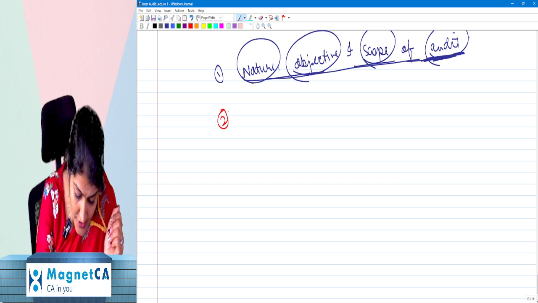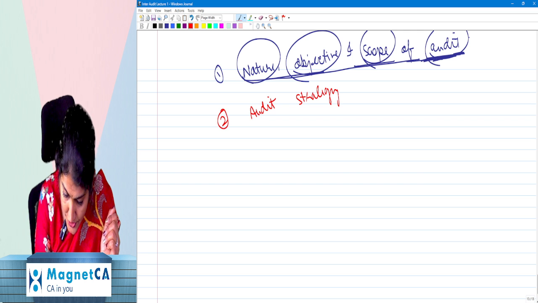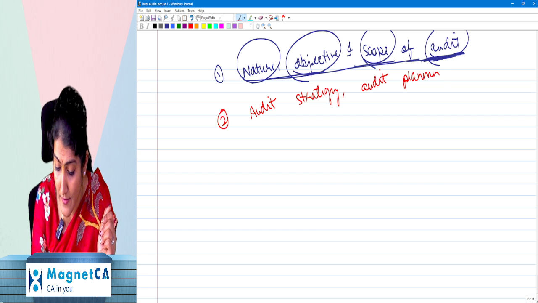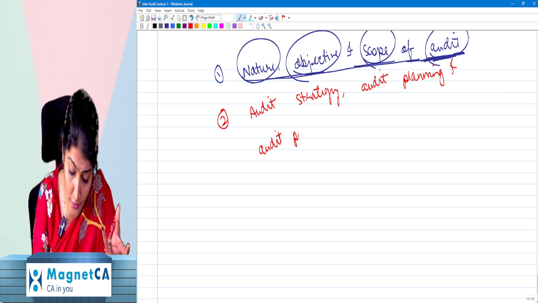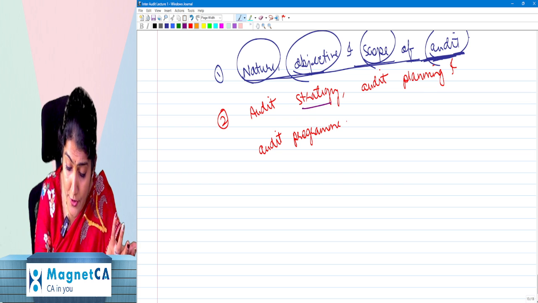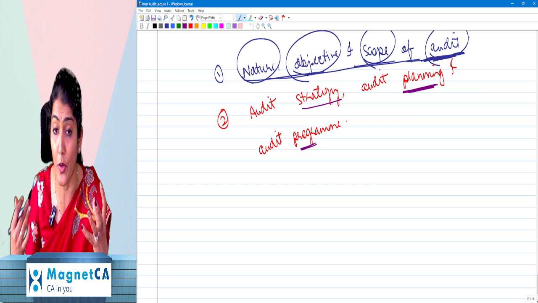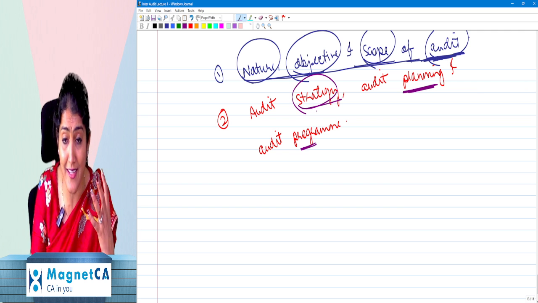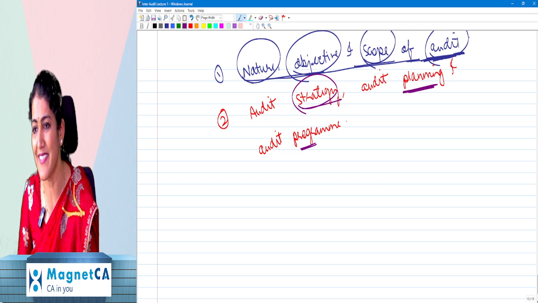Then we have chapter number 2, which is regarding your audit strategy, then the audit planning and the audit program. Now that I know what is an audit, I will have to do the audit. In order to do the audit, first I need to have a strategy. I need to prepare a plan. I need to prepare a detailed instruction, that's nothing but your audit program. So you have the audit strategy, audit planning, and the audit program.